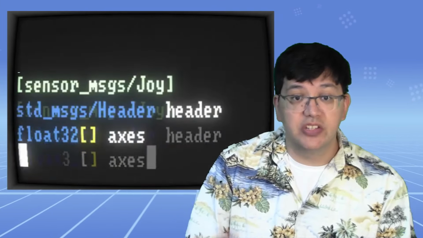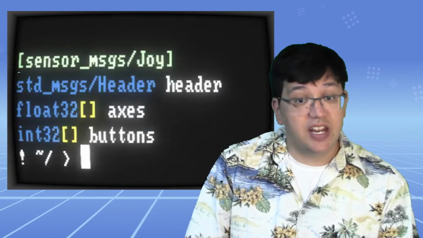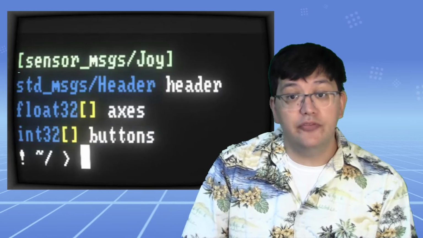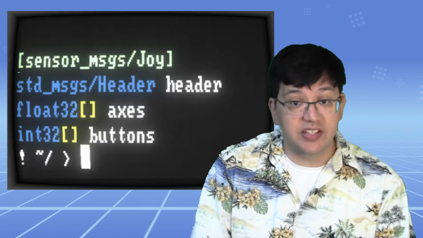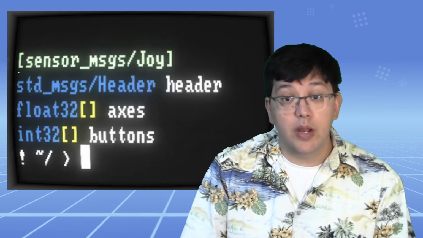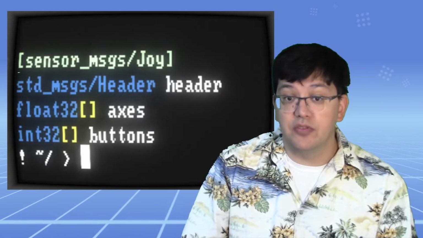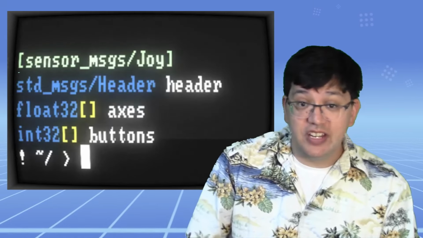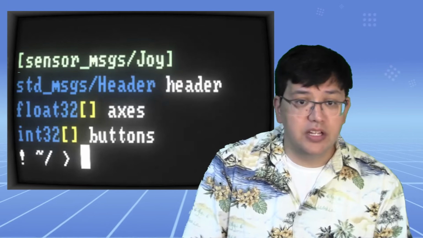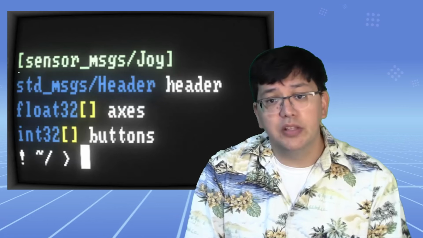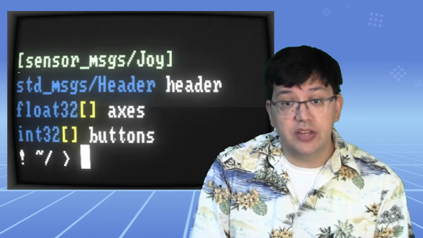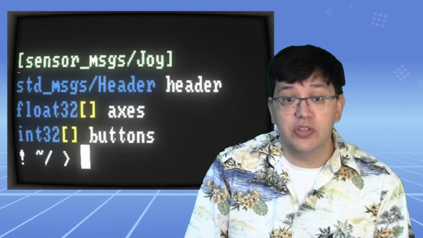For example, let's talk about the state of a joystick, sensor_msgs Joy. It's got a header and then an array of floats that say the state of the different axes of the joystick, and then an array of integers to say the state of the different buttons. Joysticks can have any number of axes and buttons, so having these fields be variable length allows us to use the same message definition for multiple types of joysticks.